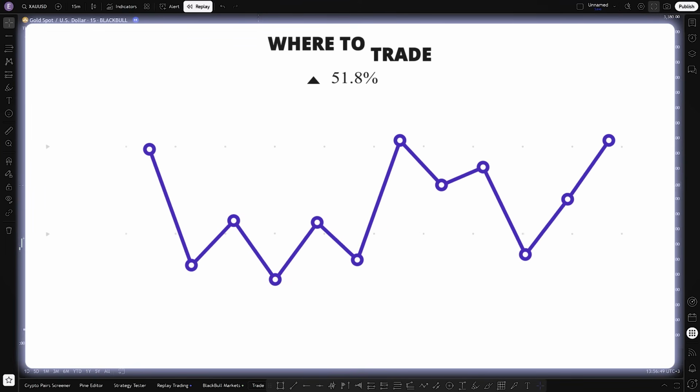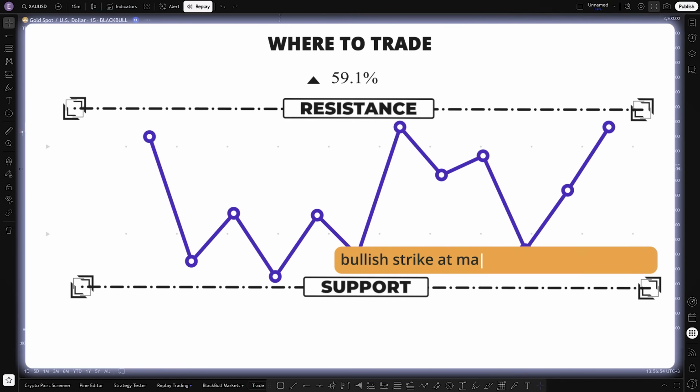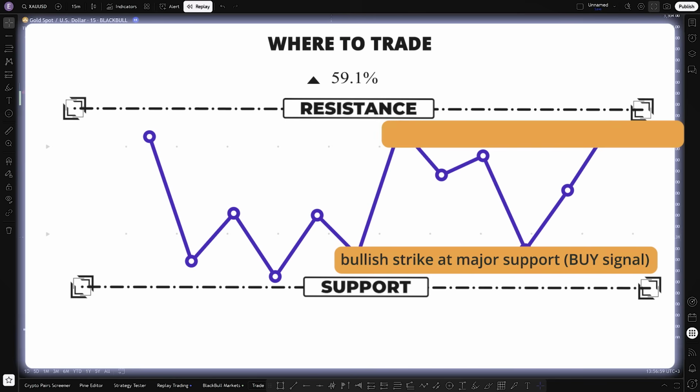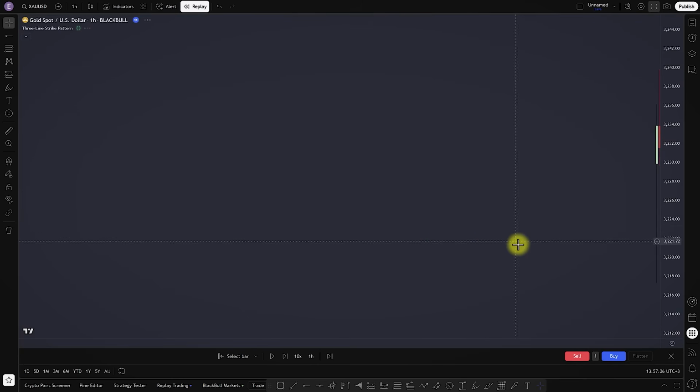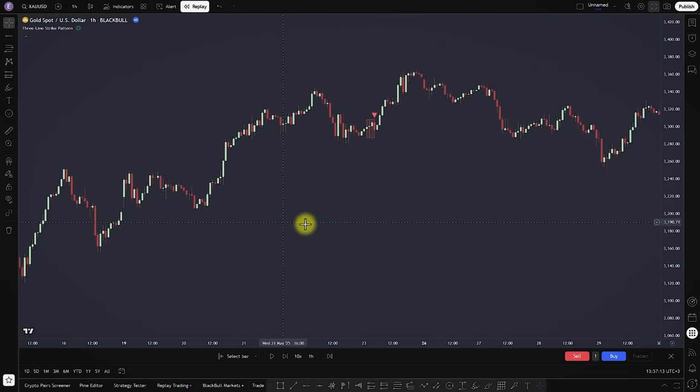Here's an advanced tip. Layer this with support and resistance. A bullish strike at major support represents a strong signal. A bearish strike at resistance is a decent short. This indicator will help me a lot. Instead of guessing when trends end, I wait for the market to show me.